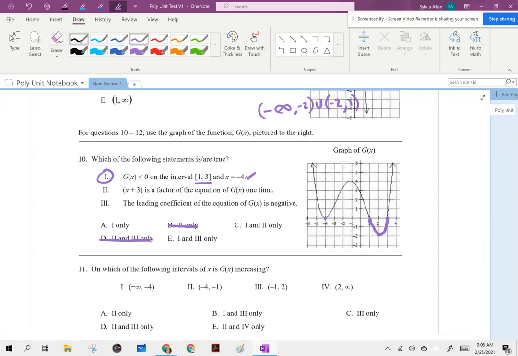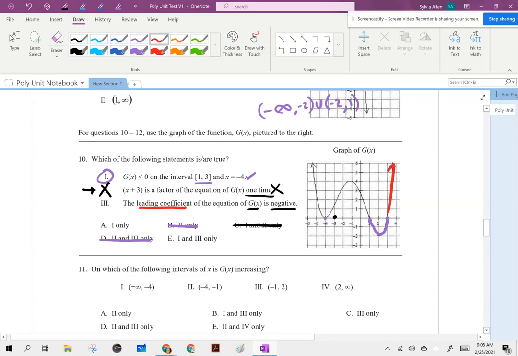Now let's take a look at 2. X plus 3 is a factor 1 time. So let's take a look at -3. It's not even a 0, and so that's not going to be true. So let's get rid of the ones that have a number 2 in it. And then the leading coefficient of g of x is negative. Well, remember, the leading coefficient determines the right side of the graph. So the leading coefficient is not negative, it's positive. So the only one that's true is A.